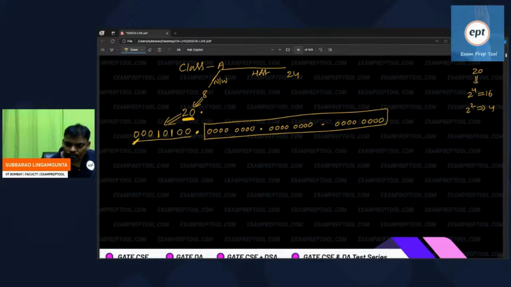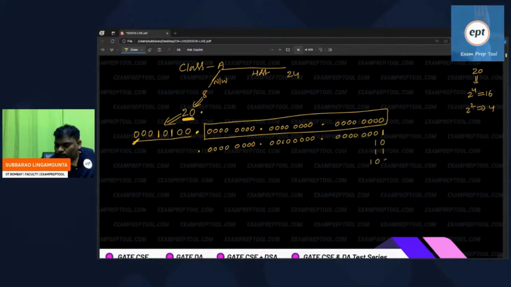Can you see the next one? Total 24 bits. Don't think much about the dot. See this one. I think all binary number possibilities. So the next bit is 1, next bit is 2, next bit is 3, next bit is going to be 4. All possibilities covering.